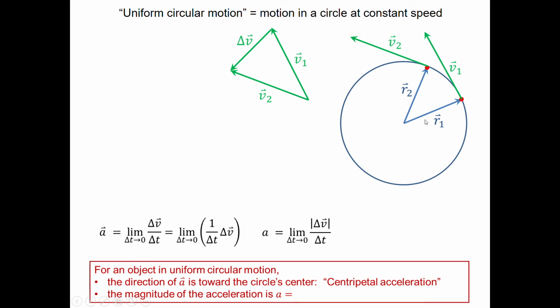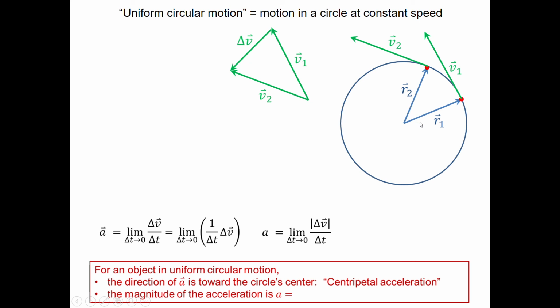What we're going to do is label these two vectors that point from the center of the circle to the point at which the object is at time t1 and time t2 as r1 and r2. So r1 and r2 say, where is the object relative to the center of the circle? I just want a label for those.